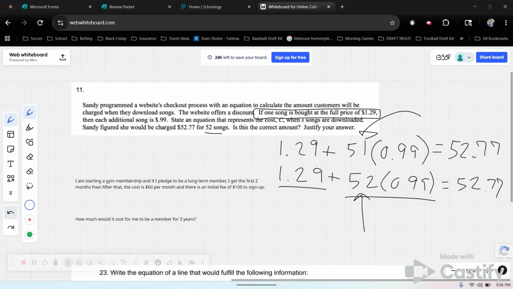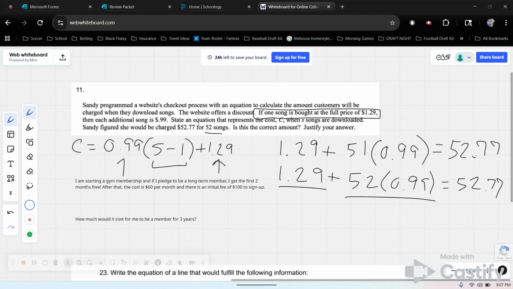So for anybody that didn't look, the way in which I wrote this on the answer key was something like this. It would be 0.99 times the number of songs minus 1 plus the 129, and this would be the cost. So the reason I wrote it like this is I knew if you were buying 52 songs, your first song you pay that, and then for 51 songs, 52 minus the 1, you pay 99 cents each.